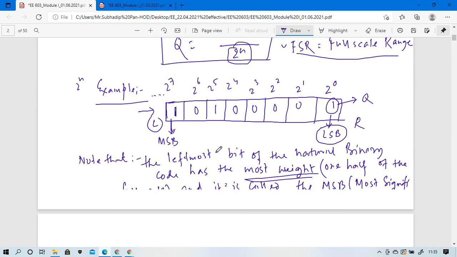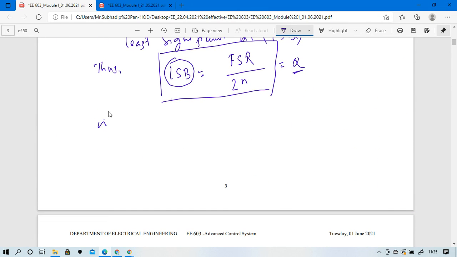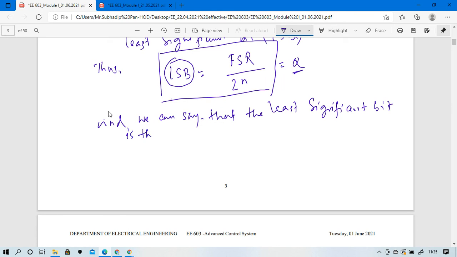And we can say that the least significant bit is the quantization level, and that will be defined as Q.